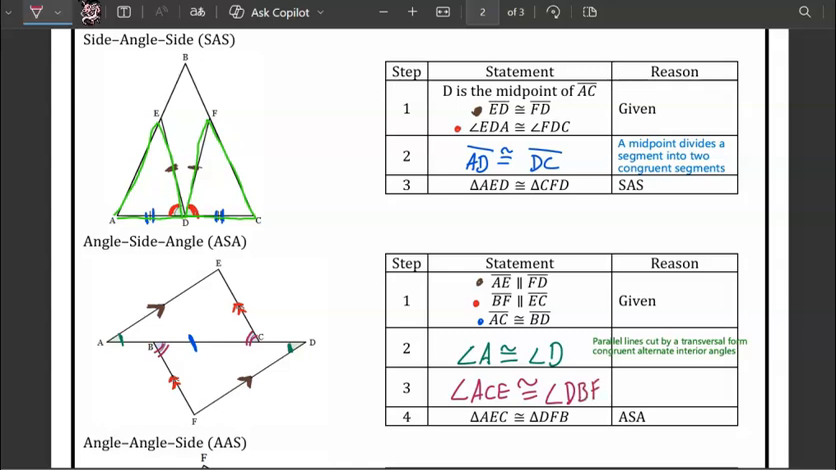And that's for the same reason as before. And then for our conclusions, we'll say that triangle AEC is congruent to triangle DFB. So the whole triangles. And it's from angle, side, angle.